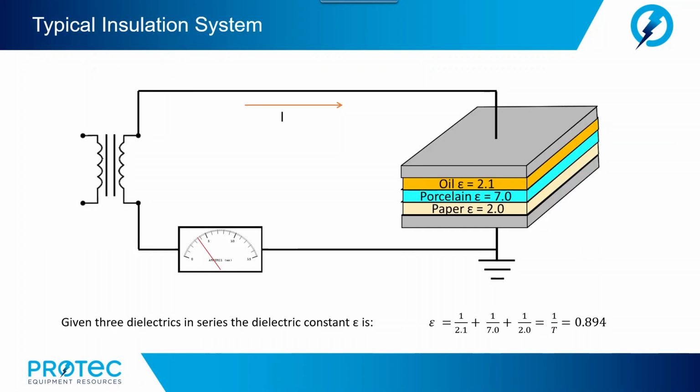So, let's go a little bit deeper into this. Given the 3 dielectrics that are in series, the dielectric constant, or epsilon, is 1 over 2.1 plus 1 over the dielectric constant of porcelain, 7, plus 1 over the dielectric constant of paper, 2, which equals 1 over the total, or 0.894.